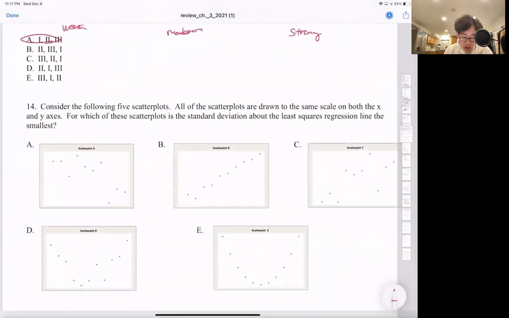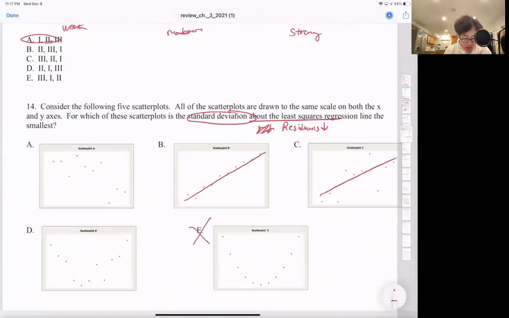Consider the following, for which the scatter plot is the standard deviation of the least squares. Standard deviation about the least squares regression line means that the residuals are very, very small. Oh, I'm sorry, not the R. Your residuals are very, very small. So the residuals being small means that the line and the dots fall perfectly well with each other.